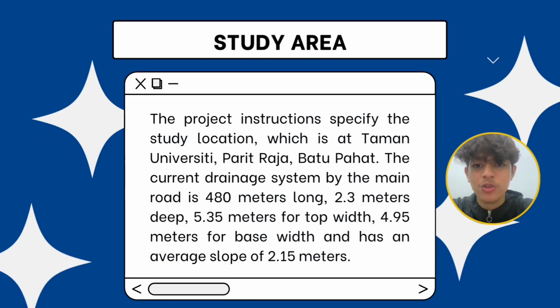Okay, I will continue to the next part, which is the study area. The study area has been set in the rubric, so we just follow the rubric instead of mapping it anywhere. The study area is at Taman University, Parit Raja, Batu Pahat. The current drainage system by the main road is 408 meters long, 2.3 meters deep, 5.35 meters for top width, 4.95 meters for base width, and has an average slope of 2.15. So that's all for the study area.